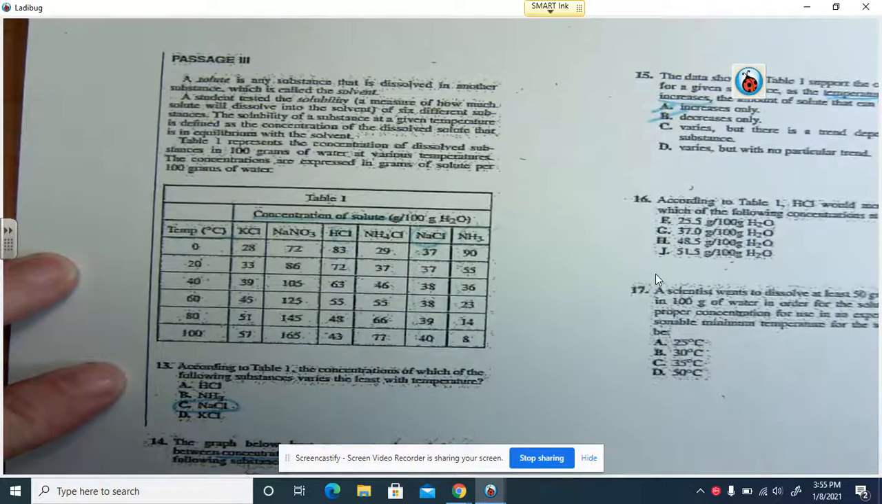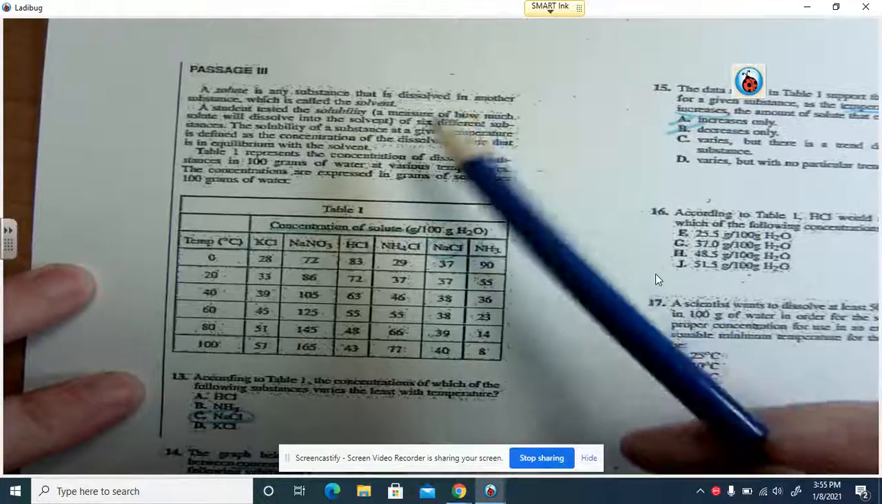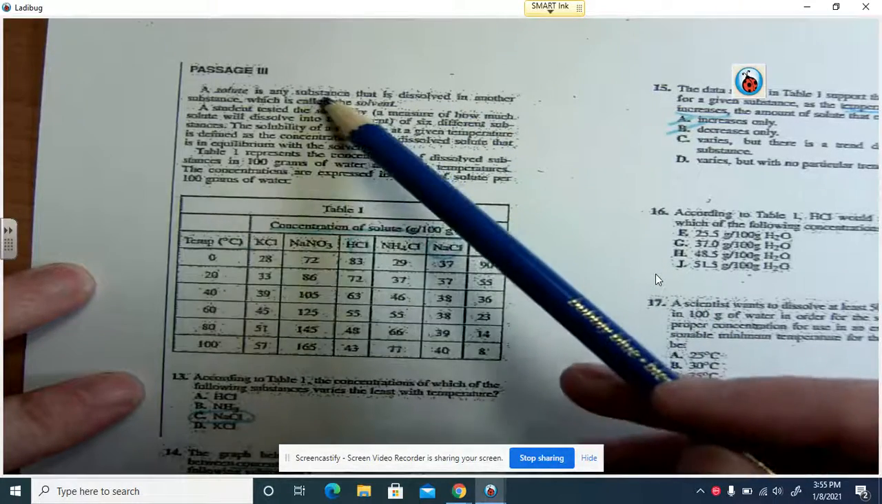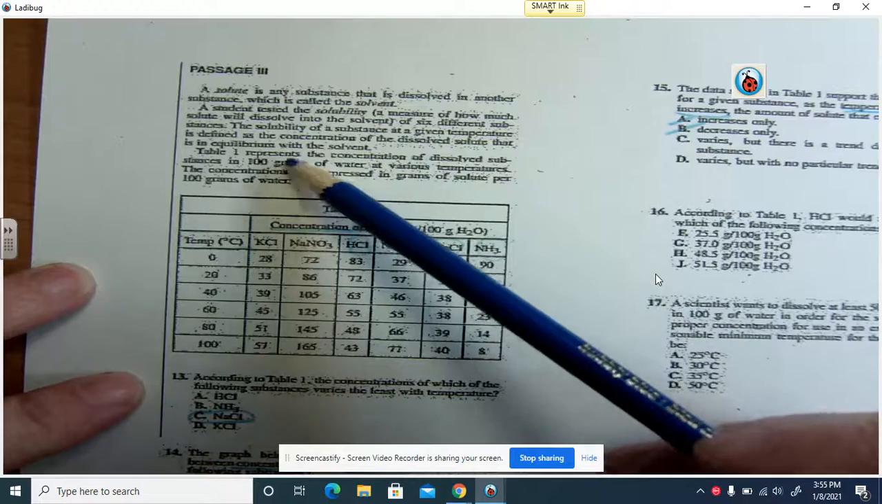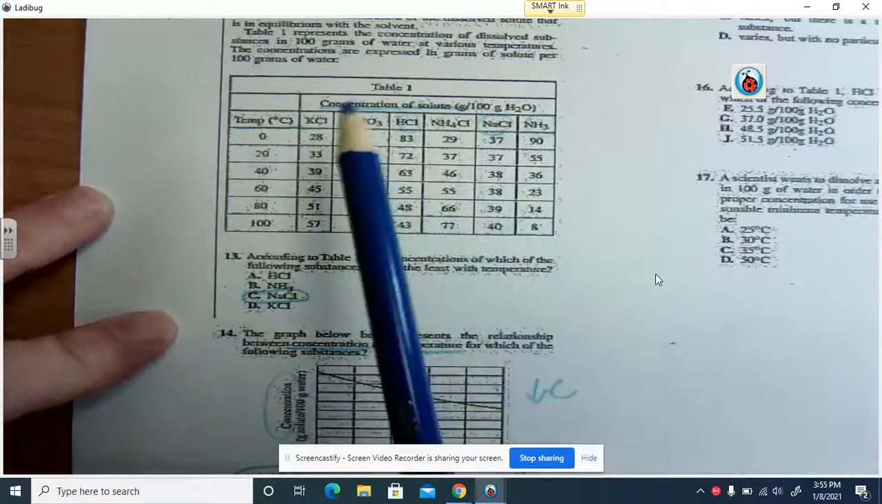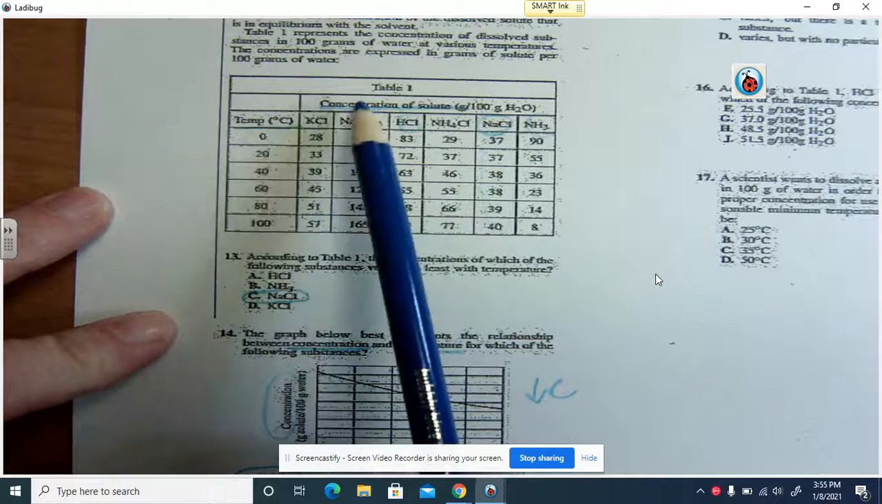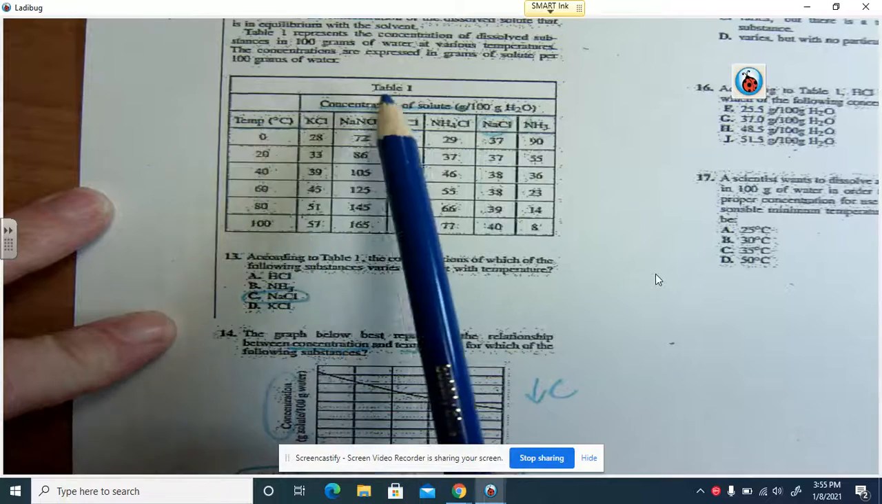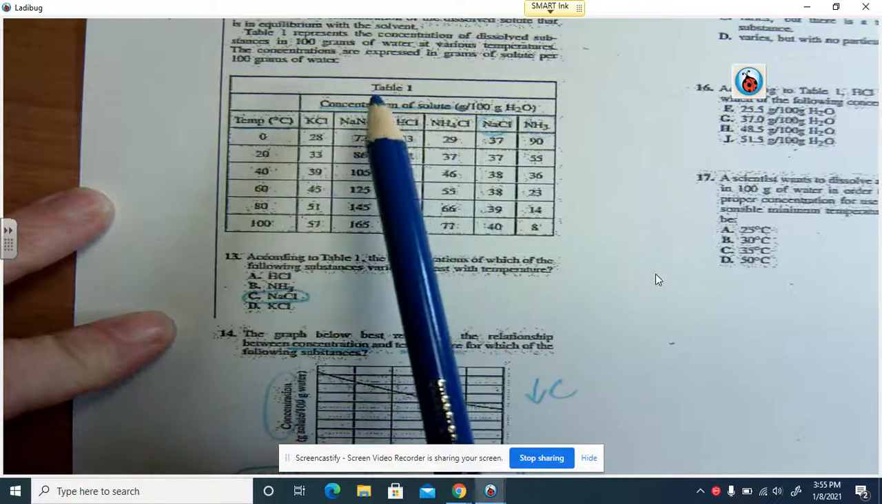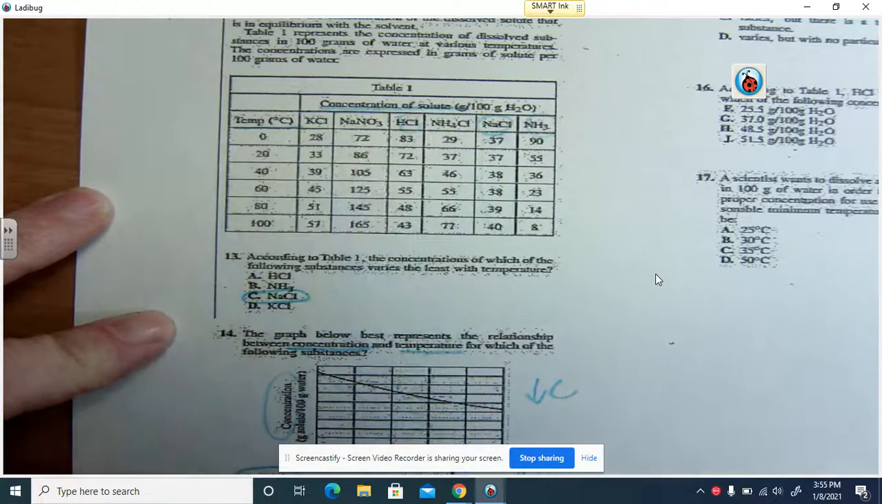One thing that we talked about in class today was when you have passages like this, you can spend maybe less than a minute if you want to skim over that just to see what it's talking about. The main thing is go onto the table, start to look at the titles on the table. Look at how it's labeled. This is comparing temperature with concentration of solutes, and they have different substances here. Then you just move on.